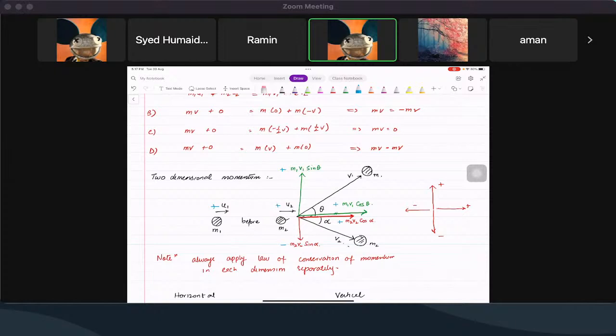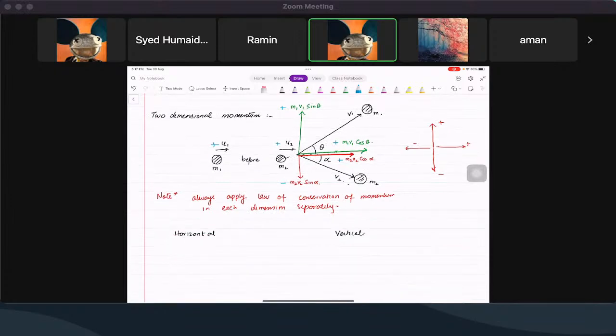Okay, now. So for horizontal, I would just look at the horizontal vectors. So I'm going to write before equals after. Before they were both horizontal, it means m1 u1 plus m2 u2 was equal to, now the horizontal vectors are m1 v1 cos theta plus m2 v2 cos alpha, right? Understood?